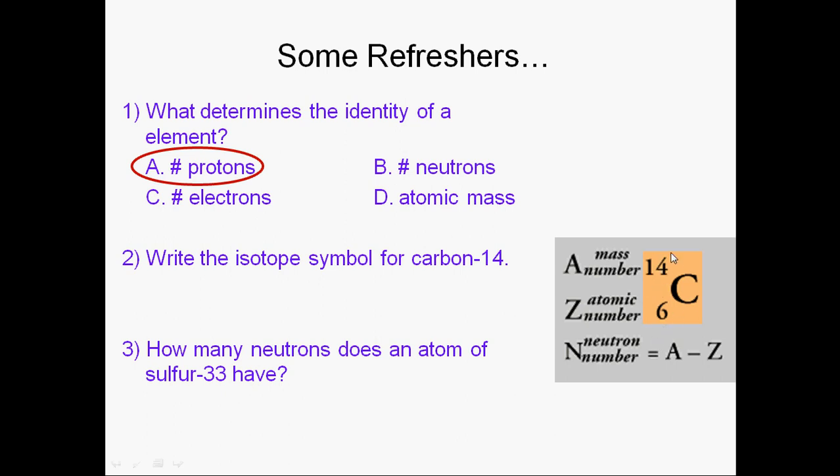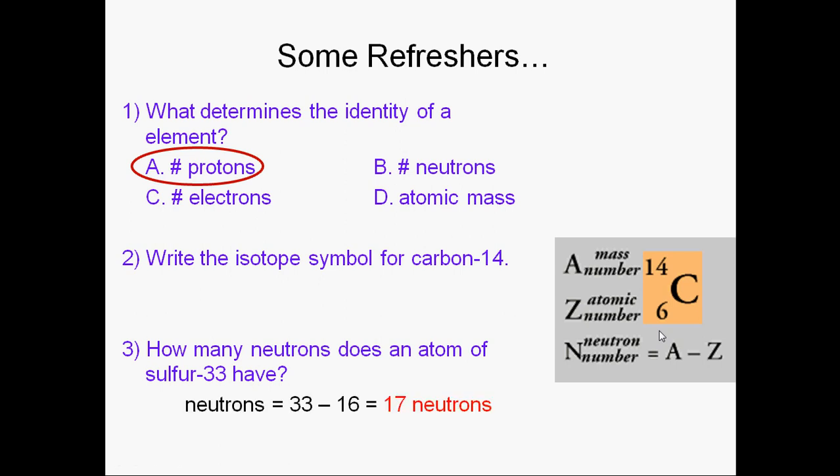So we've got mass in the upper left, atomic number, which is the same as number of protons, in the lower left. And then if we wanted to figure out the number of neutrons, then, since the mass is the protons plus the neutrons, and the atomic number is just the protons, we can just subtract those 2 to get the number of neutrons, which I guess means I just gave away the answer to number 3.